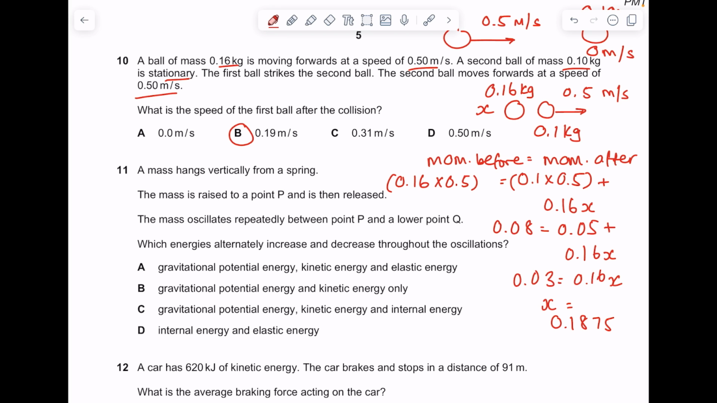A mass hangs vertically from a spring. The mass is raised to a point P and then released. The mass oscillates repeatedly between point P and a lower point Q, while energies alternately increase and decrease throughout the oscillations. So because we have a spring, we're going to have elastic energy. Because it's at height, you're going to have gravitational potential energy, and because it's moving, you're going to have kinetic energy. The answer is A.